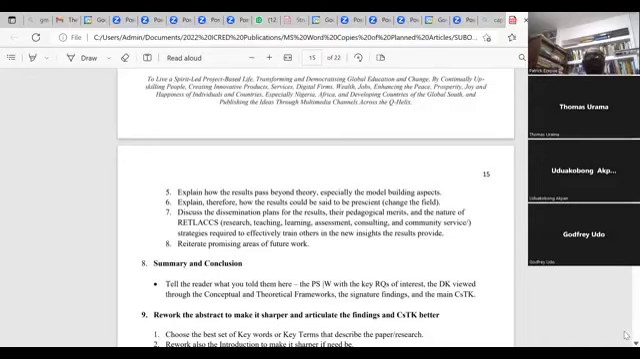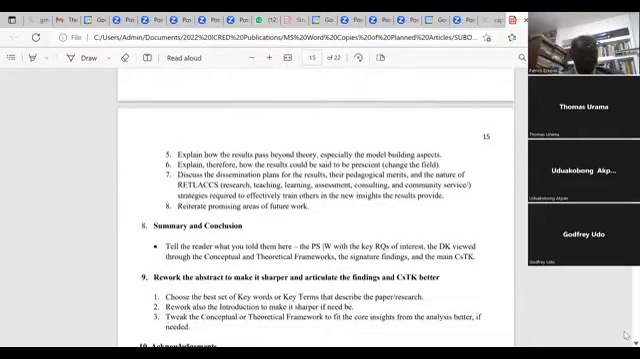Contributions, innovations in research, the teaching, the learning, the assessment, the consulting and community service, and the strategies required to effectively train other people in the new insight the results provide. And then you reiterate promising areas of future work. You are now coming to conclusion.